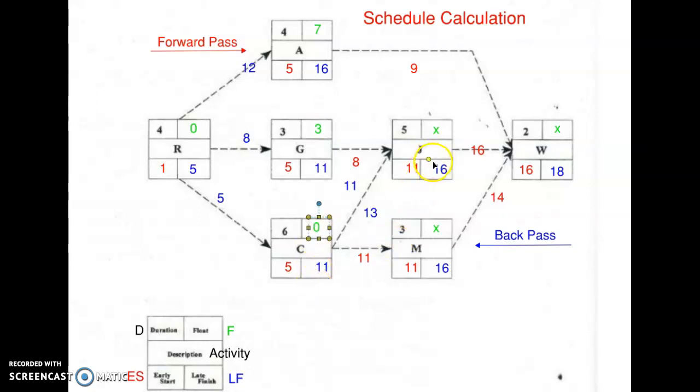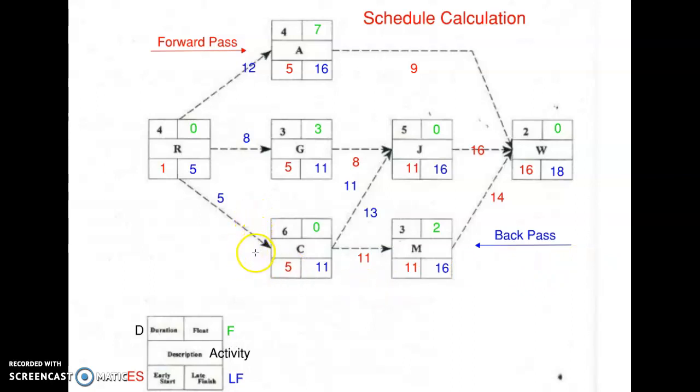And then what is this? 16 minus 16 is 0. So our float there is 0. And 16 minus 14 is 2. And 18 minus 18 is 0. So that's how we do it. And this is correct. So I think what I want to do here is go ahead and draw the critical path.